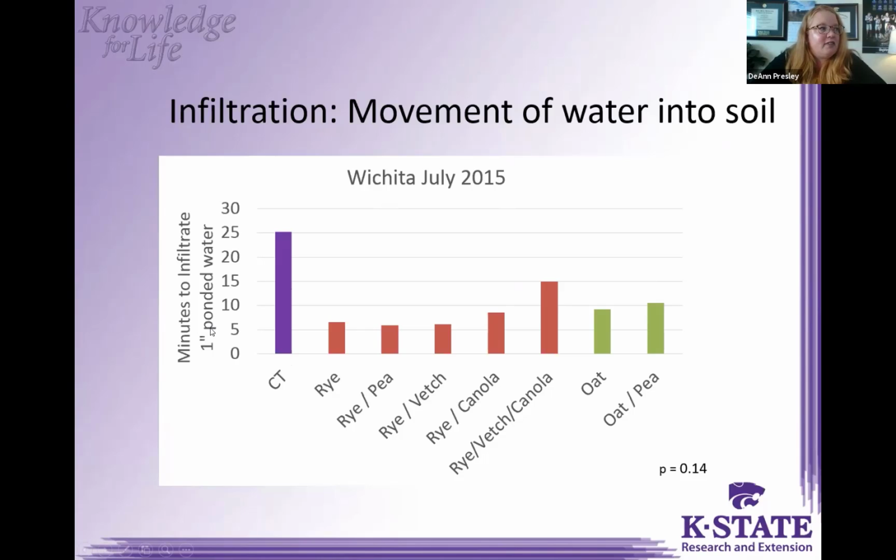So minutes to infiltrate 1 inch of ponded water: 25 minutes to infiltrate 1 inch of ponded water. That's not good. Versus any of these that have the cover crop, in this case, rye or any of these combos, it was, let's see, one of them was 15, but the rest were all close to 10 or under. So that's a large difference.